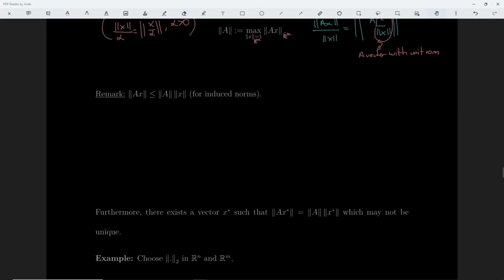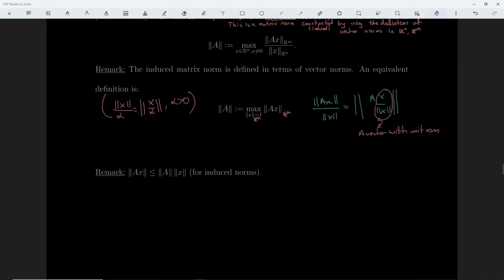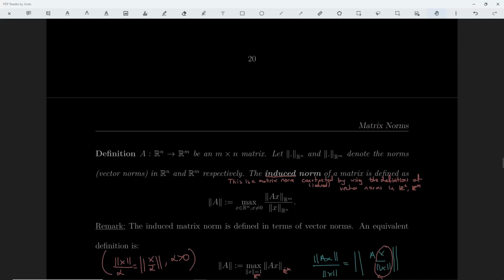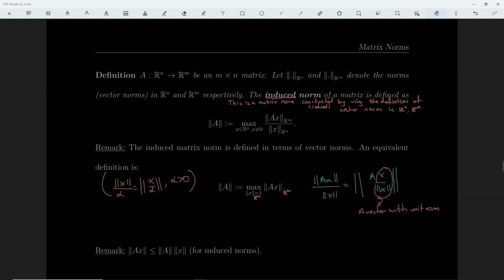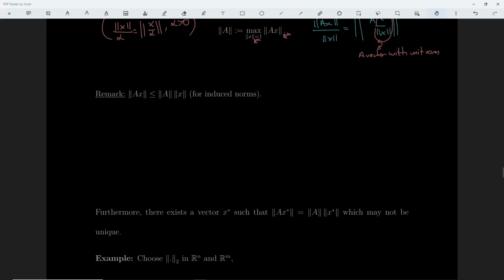Okay, so if we define the induced norm of a matrix with this definition, there is one important property: the norm of Ax is less than or equal to the induced norm of that A matrix times the norm of the vector itself. Okay? And let's try to show that by using the definition of this induced norm. We want to show the norm of Ax is always less than or equal to its induced norm times the norm of x.